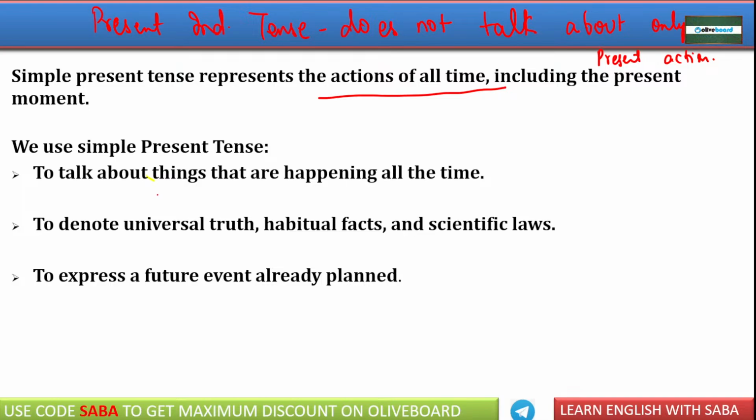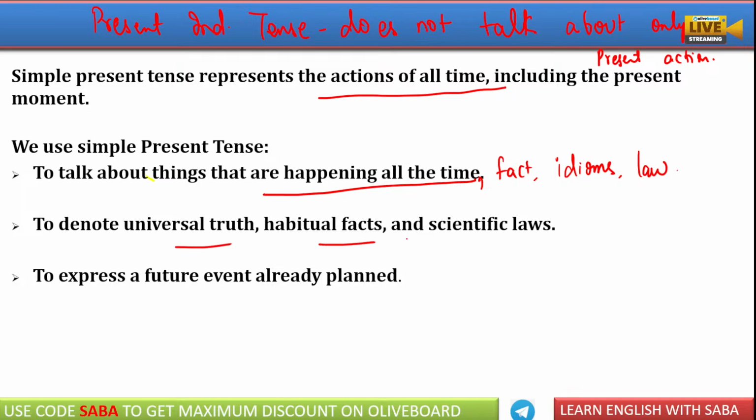Okay. So we use present indefinite tense to talk about things that are happening all the time. जो हर टाइम के एक्शन है जिनको आप कहते हैं facts. That you call facts. You call them idioms. You call them laws, scientific law, geographical law, fact, all these things. Okay. So all these actions are always written in present indefinite tense. यहाँ पे ये लिखा भी हुआ, universal truth, habitual fact, scientific laws. Okay. तो ये तो एक कॉमन सी चीज हो गई that you know.